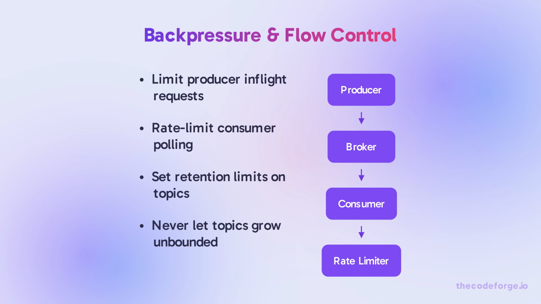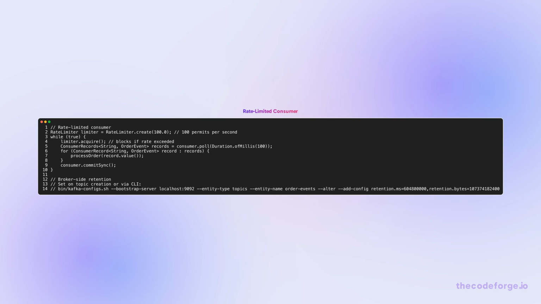If producers outpace consumers, the queue grows unbounded. Implement backpressure by limiting in-flight requests, rate-limiting consumer polling, and setting retention limits on topics. Use a rate limiter on the consumer to control processing speed. Also set retention limits on the broker to prevent unbounded growth.